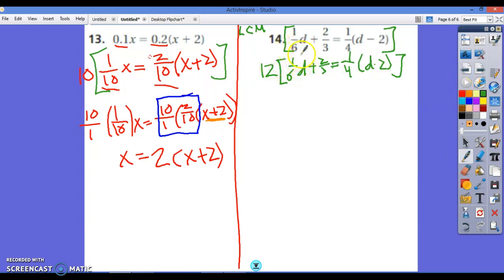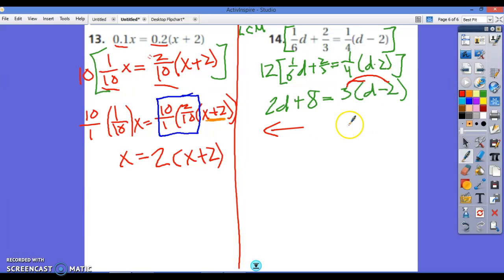12 times 1/6, or you can think of it as 12 over 6 d. So that actually equals 2d plus 12 times 2/3. Well, I know that 12 times 2 will give me 24, divided by 3 will give me 8, is equal to 12 times 1/4, or 12 divided by 4 will give me 3 times d minus 2. Now from there, solve it like normal. Distribute. Get all your variables on the left-hand side and all your numbers on the right-hand side.